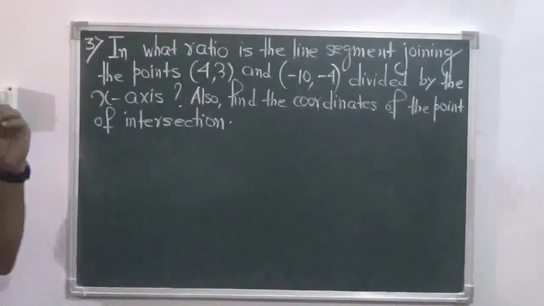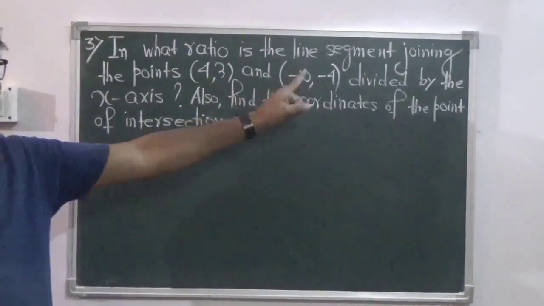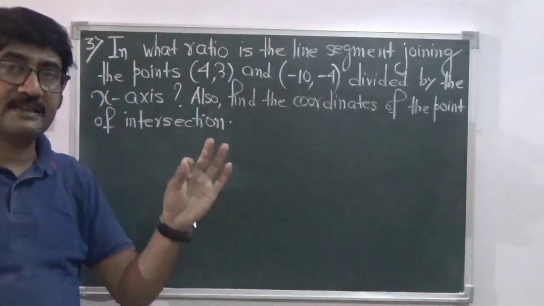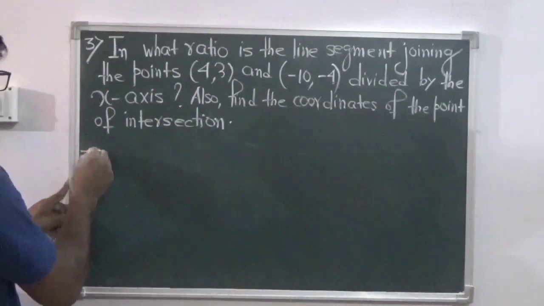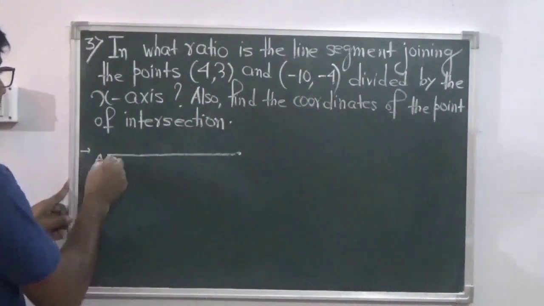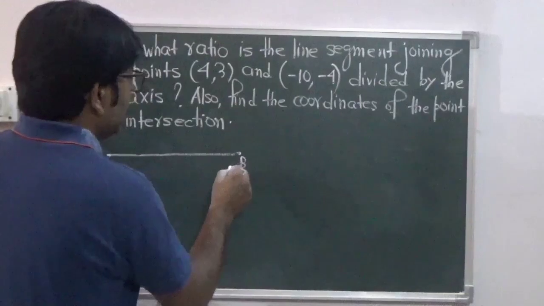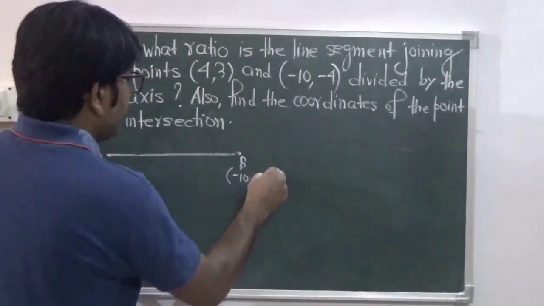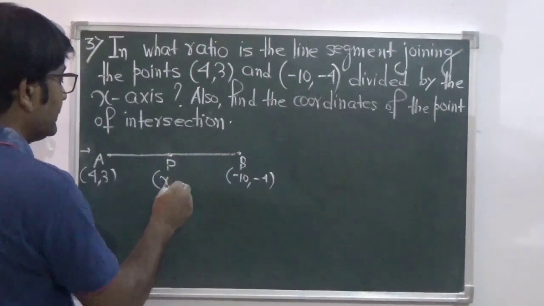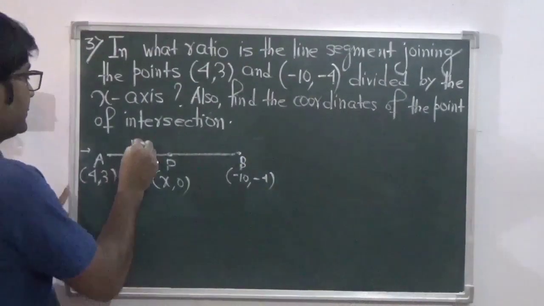So since this question says in what ratio is the line segment joining the points (4, 3) and (minus 10, minus 4) divided by the x-axis, we will take any point on the x-axis as (x, 0). So we have the diagram. If this is A, the points are (4, 3) and B (minus 10, minus 4). Let us take this point on the x-axis as P, which will be (x, 0), and you need to find the ratio. So let us take it as m is to n.